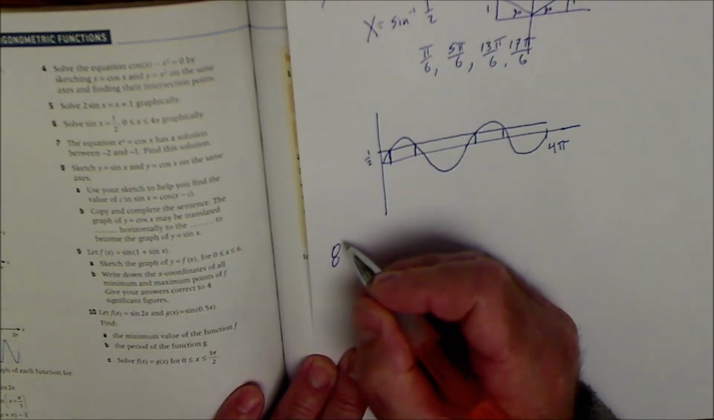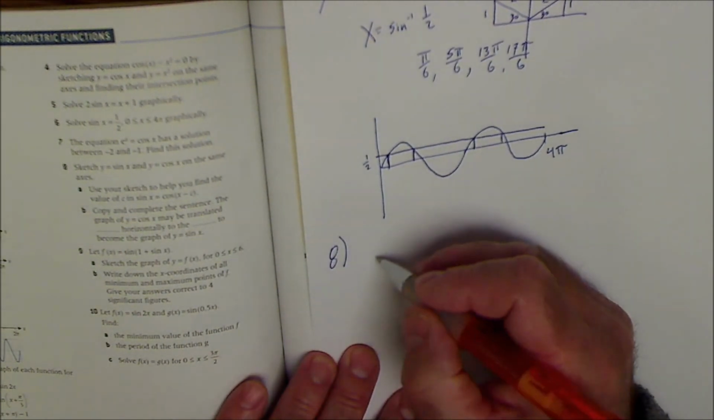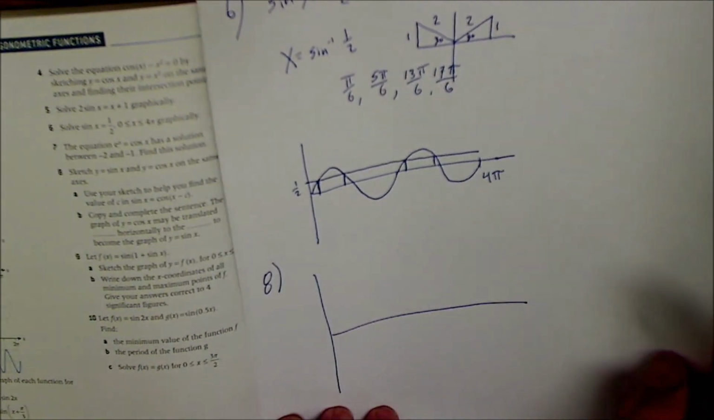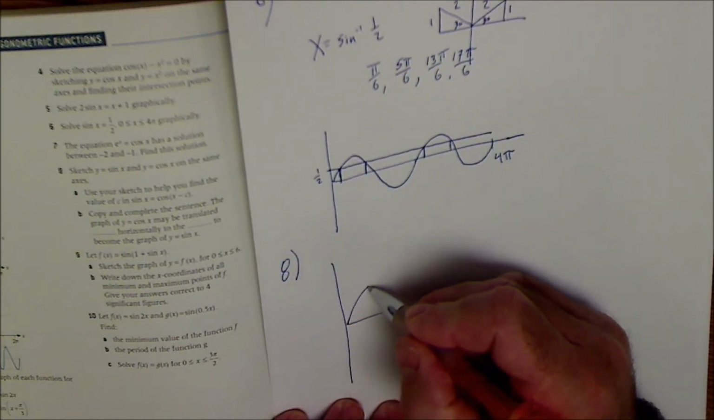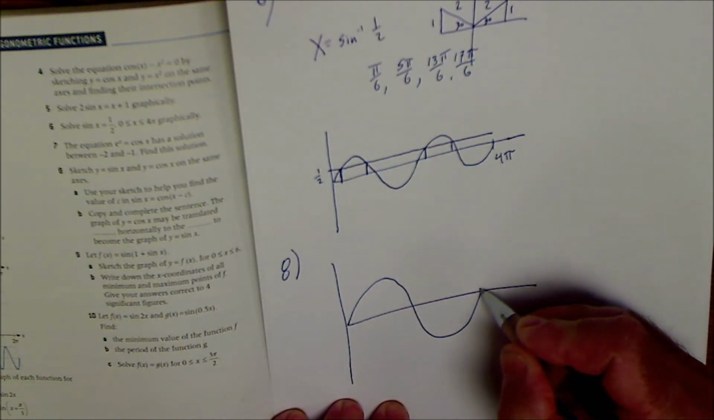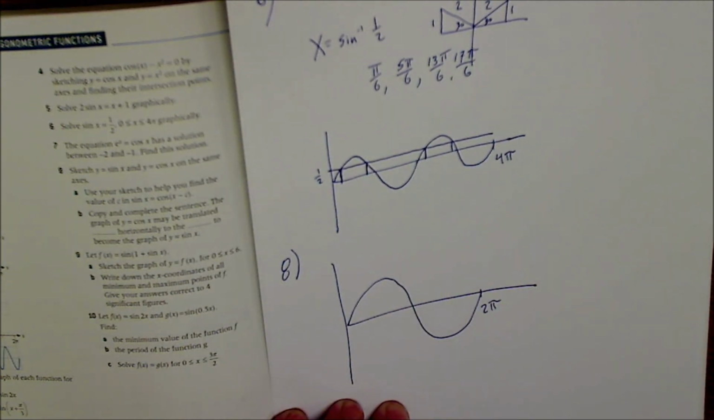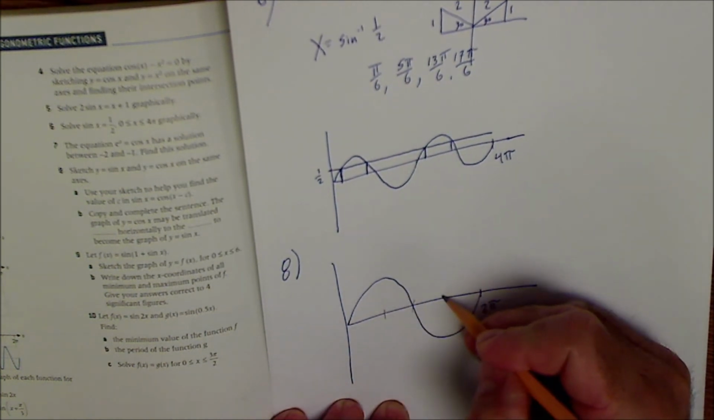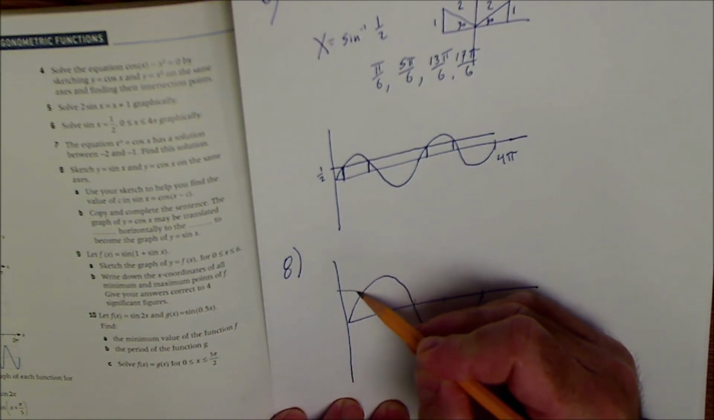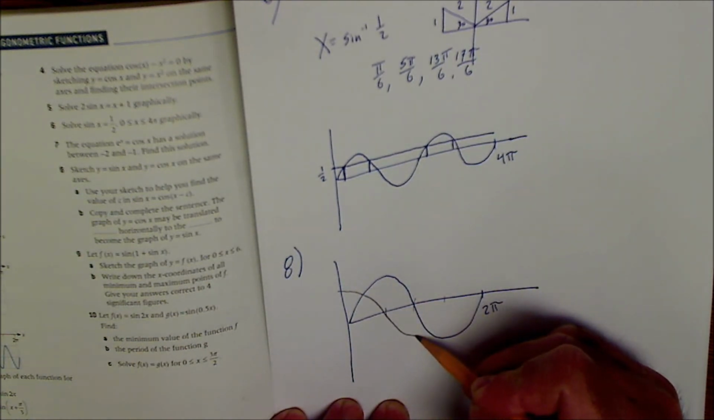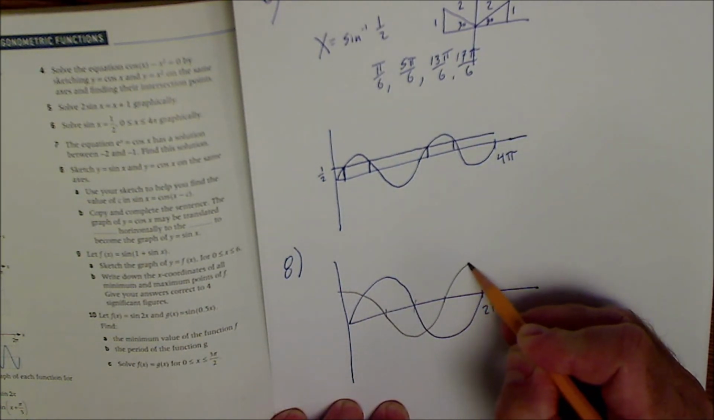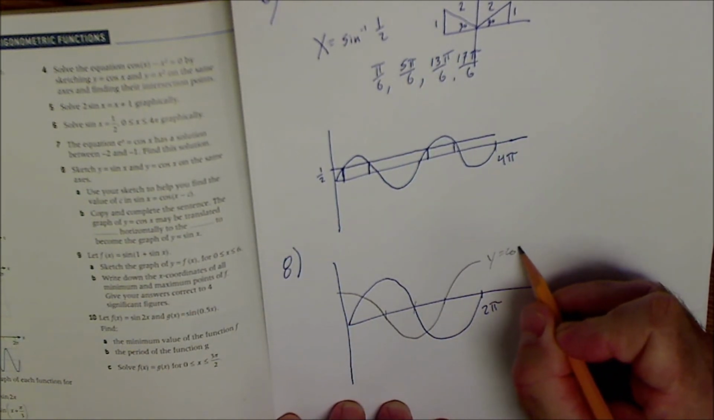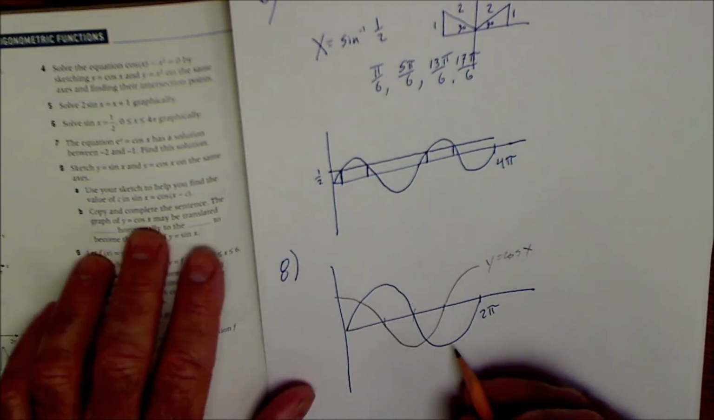Number 8 says graph a sine graph and a cosine graph on top of each other. So here's my sine graph cycling in 2 pi. Then my cosine graph, do it in pencil here. My cosine graph would start here, low point right there, and cross right there. So in pencil here is y equals cosine of x, and in pen is y equals sine of x.